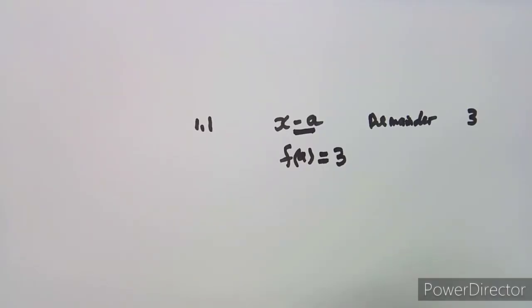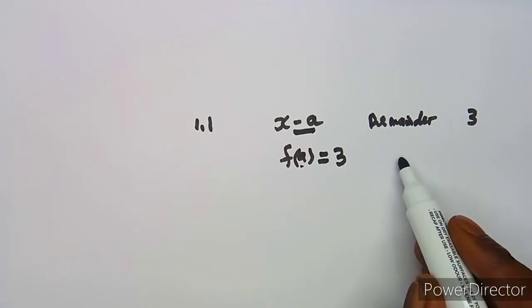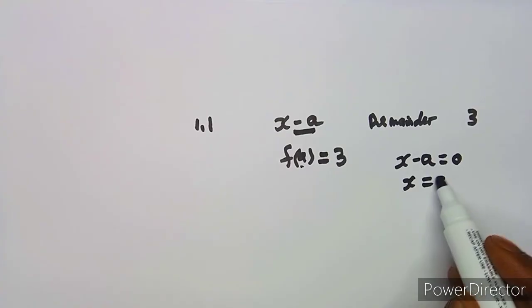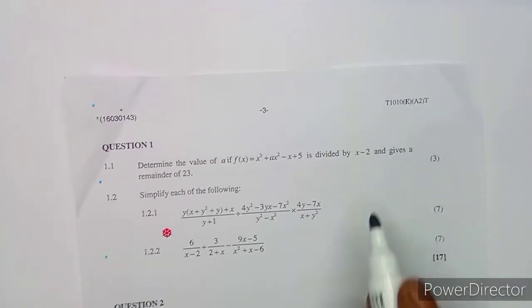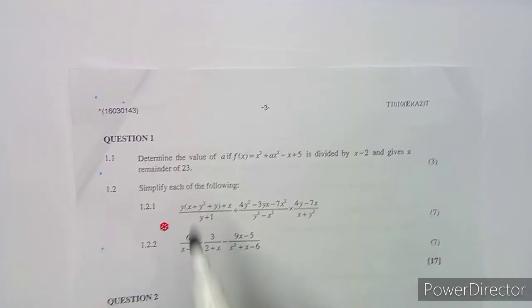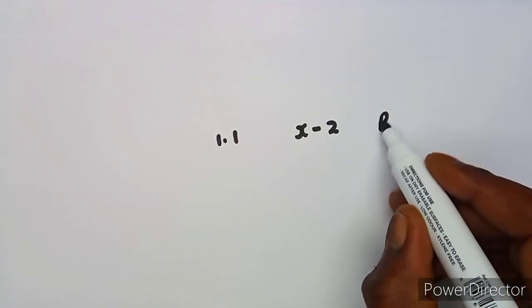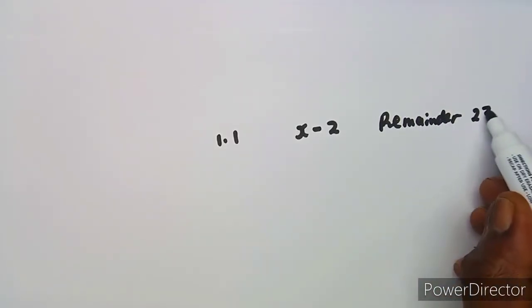So in this case, where did you find this a? You simply say x minus a is equal to 0, so x is equal to a. That is how you attempt such a question. So in this case, we have got x minus 2 and we have got a remainder of 23. So we are dividing by x minus 2 and our remainder is 23 in this case.